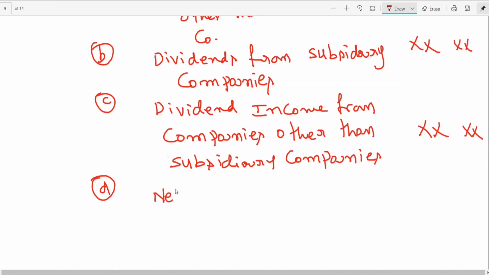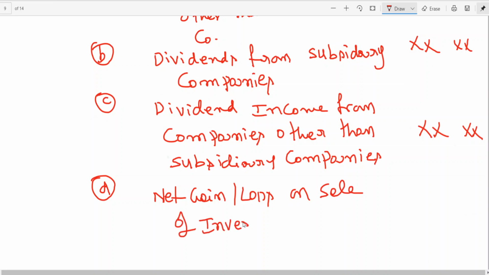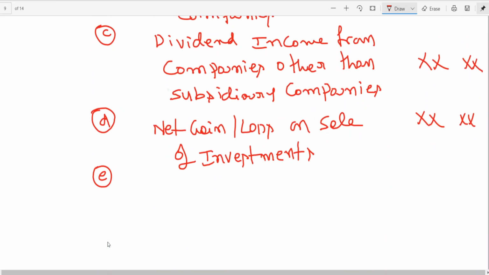Then net gain or loss on sale of investments. Maybe sometimes you'll be selling your investment, that can be taken here. Okay. The next one, other non-operating income. Any other non-operating income.